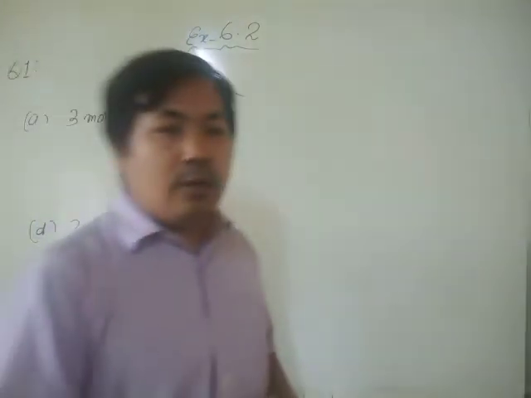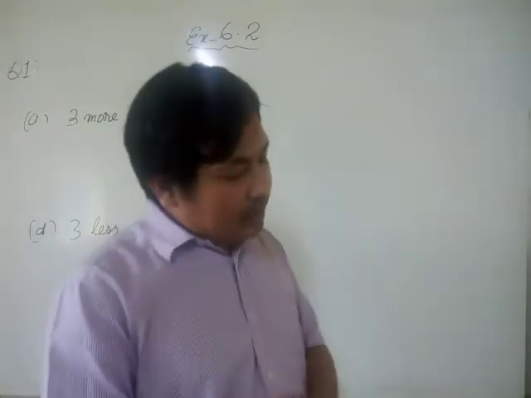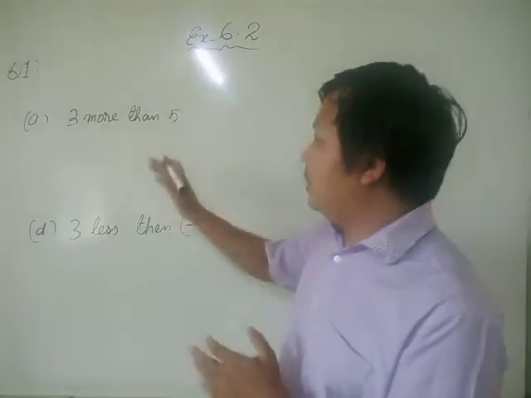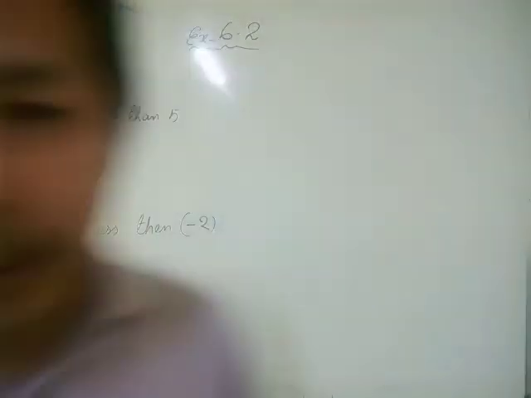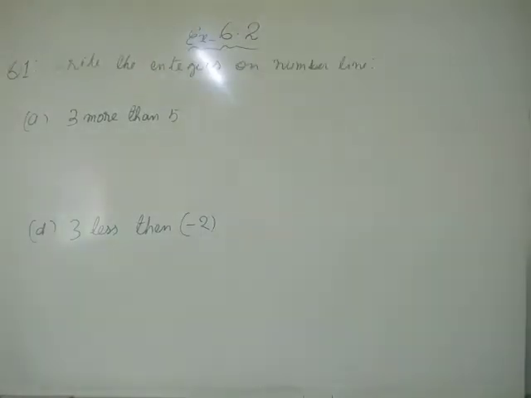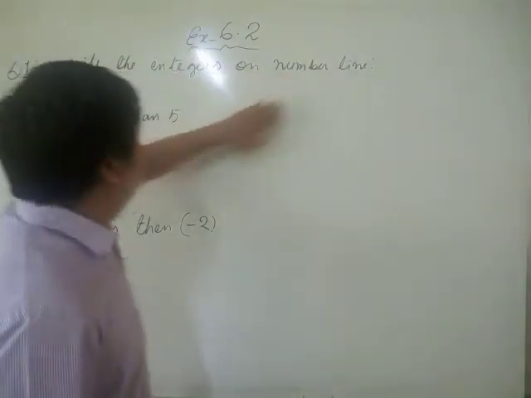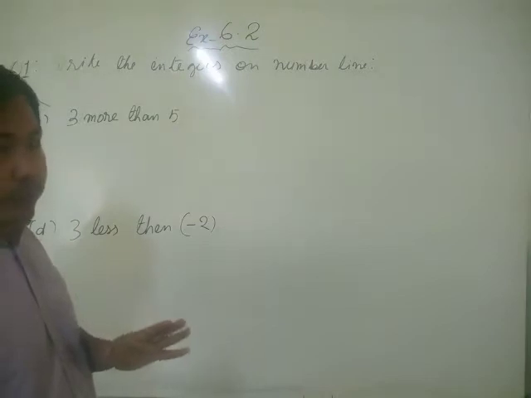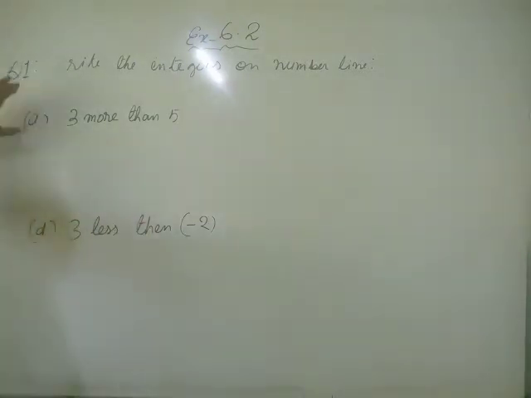Hello my dear student, now we have question number 1 of exercise 6.2. It is asking us to write the integers on the number line. What integers? You see here A, B, C, D; two I'm giving for you, and two I'm leaving for you. Okay, so A: 3 more than 5.